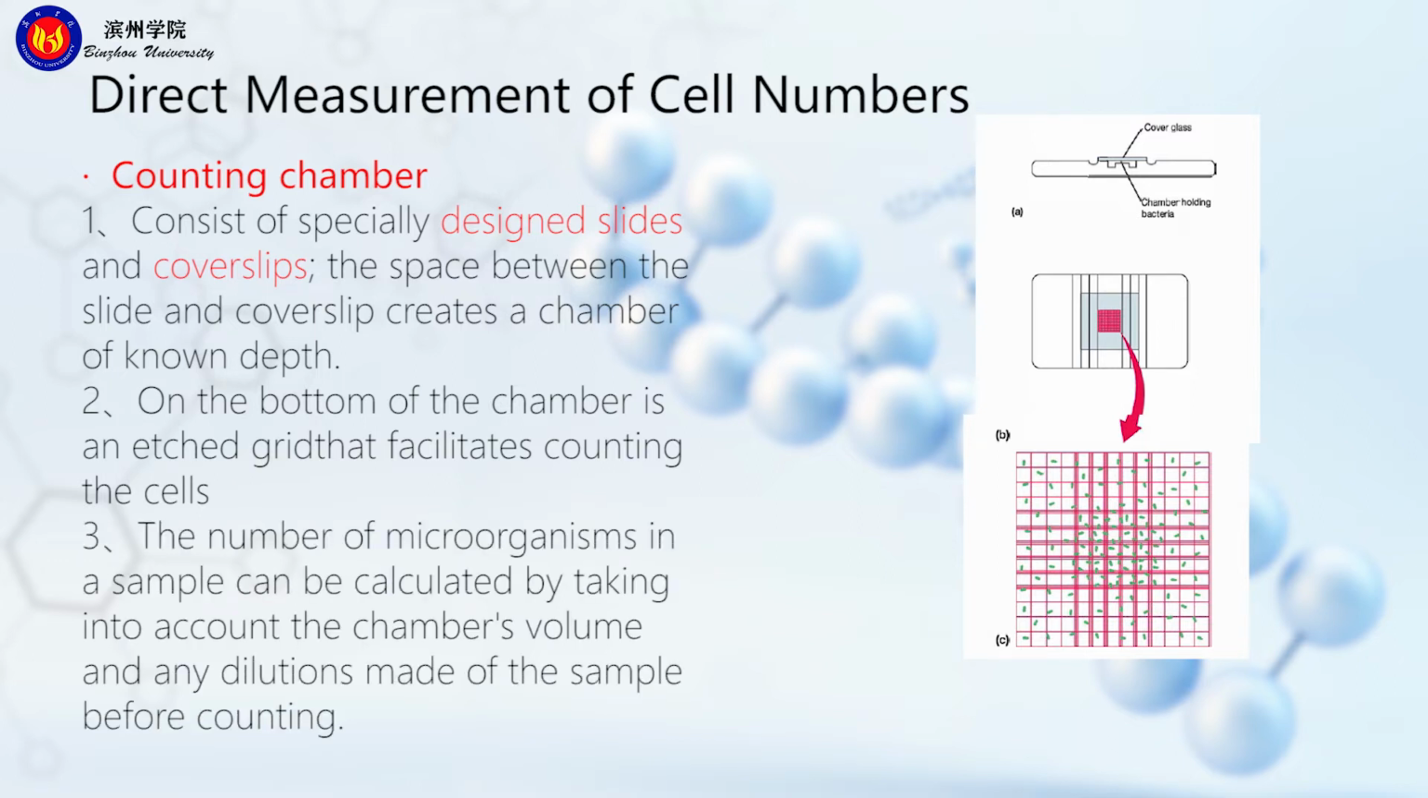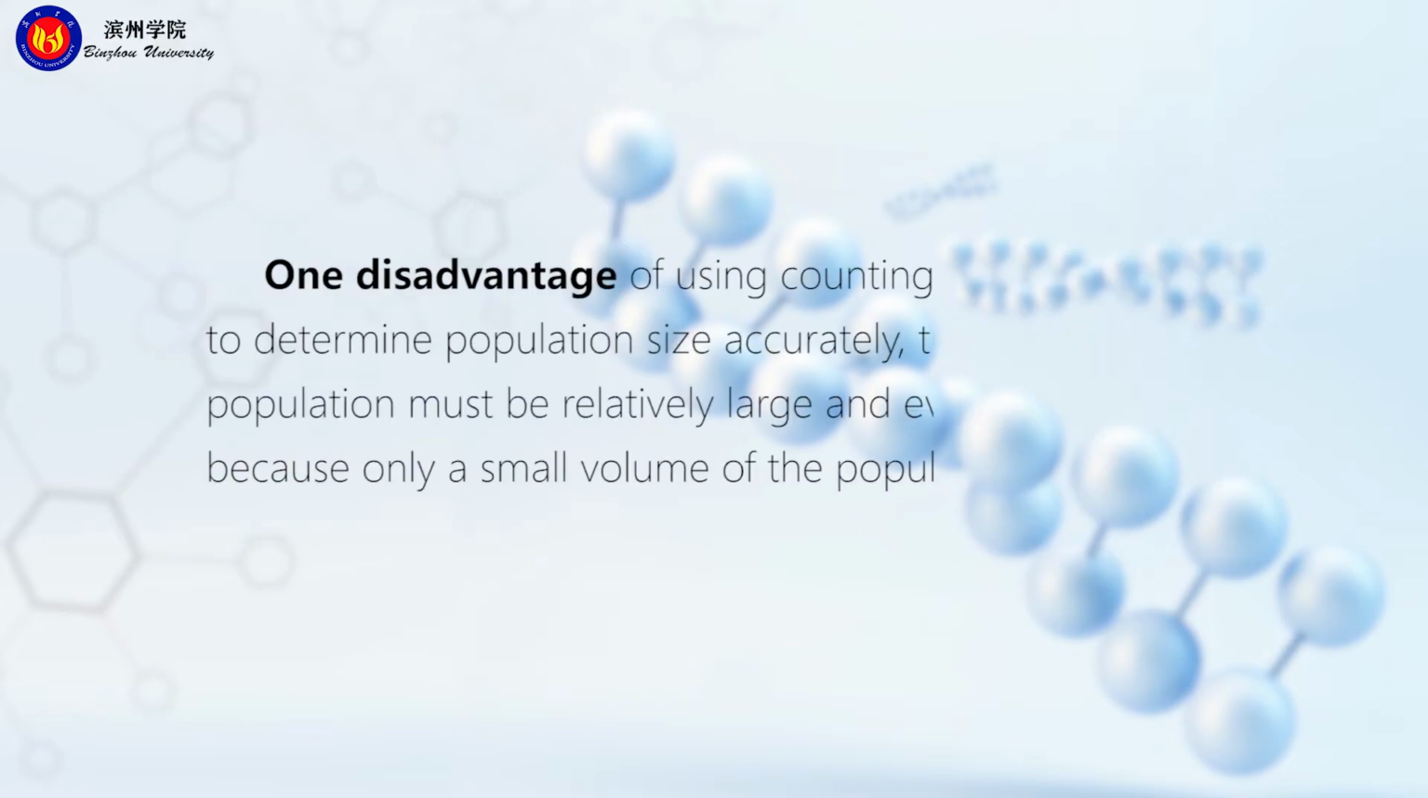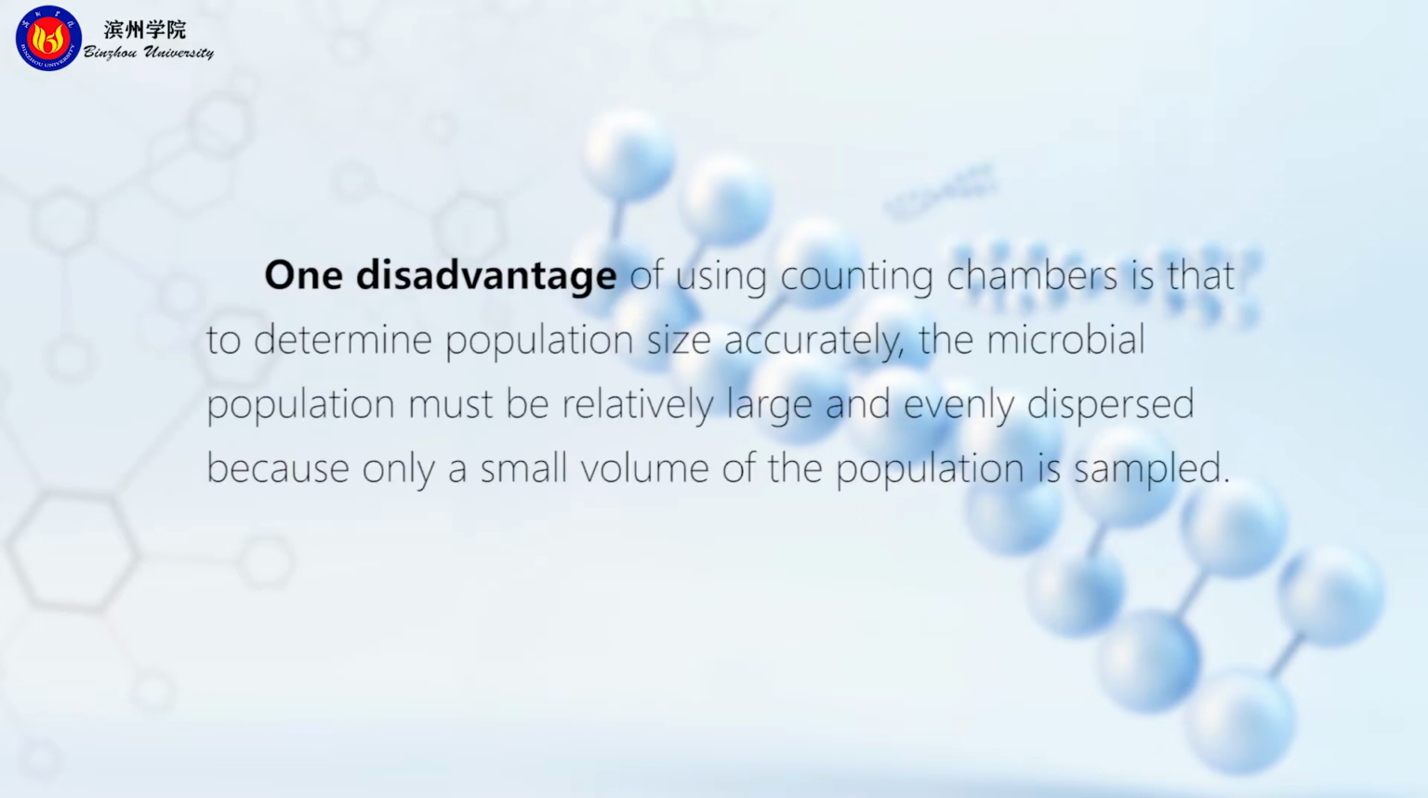The number of microorganisms in a sample can be calculated by taking into account the chamber's volume and any dilutions made of the sample before counting. One disadvantage of using counting chambers is that to determine population size accurately, the microbial population must be relatively large and evenly dispersed, because only a small volume of the population is sampled.